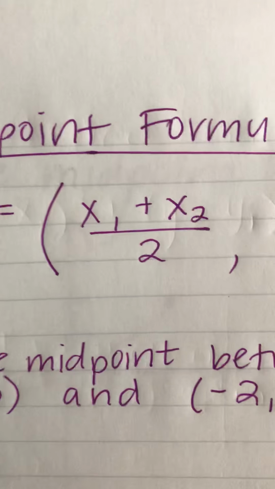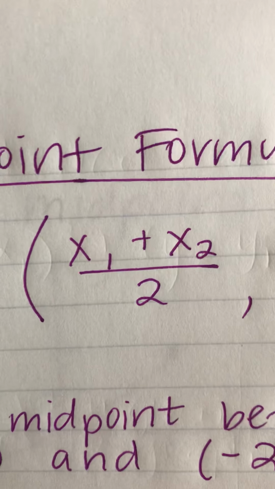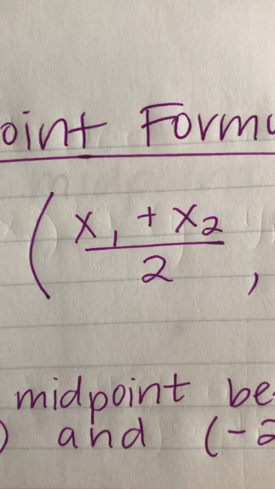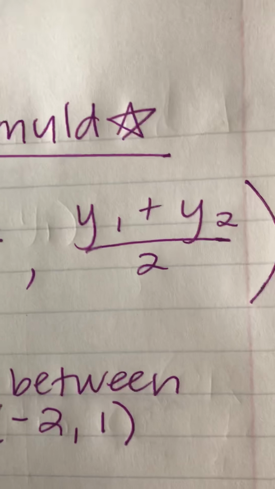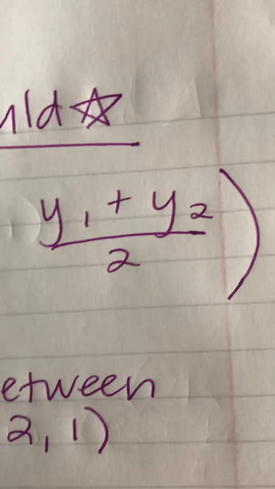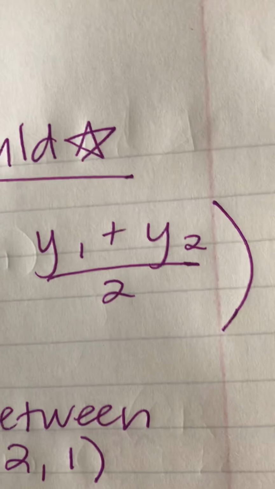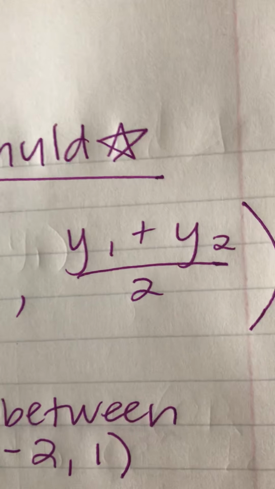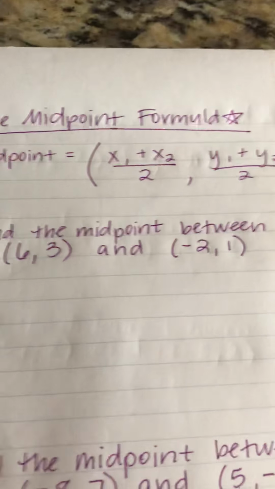So find the middle of your x's, essentially the average or the median. So you're adding your two x values, your two endpoints, and dividing by 2. Same thing with your y's, adding your two y values, your two endpoints, and dividing by 2. Okay, sometimes you can count and just see it on the graph. Sometimes you can't.